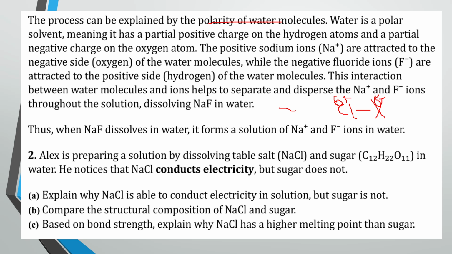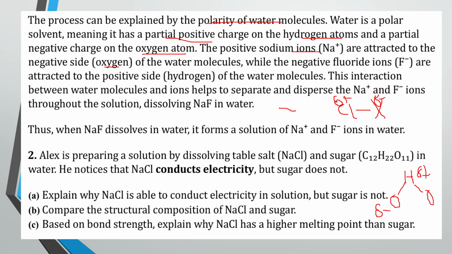So we're going to say that water is a polar solvent, meaning it has a partial positive charge on the hydrogen atoms and a partial negative on the oxygen atom. So the positive sodium ions are going to be attracted to the negative part, which is the oxygen. If you are to draw the water molecule, it's going to be in this format. The oxygen is more electronegative than hydrogen, so it's going to have the partial negative, and then hydrogen is going to have the partial positive.